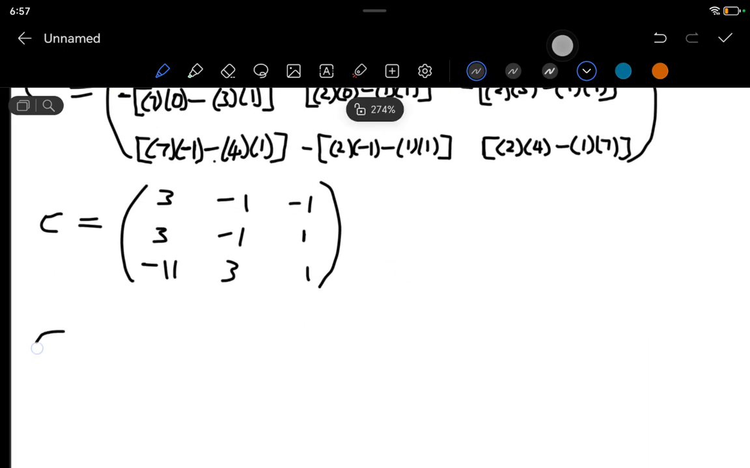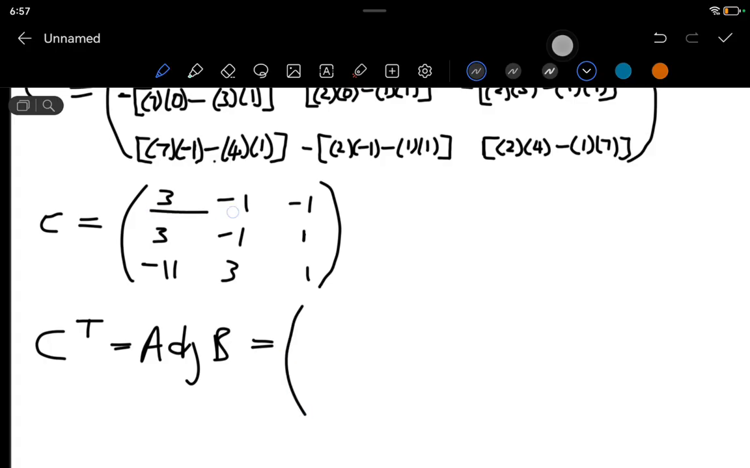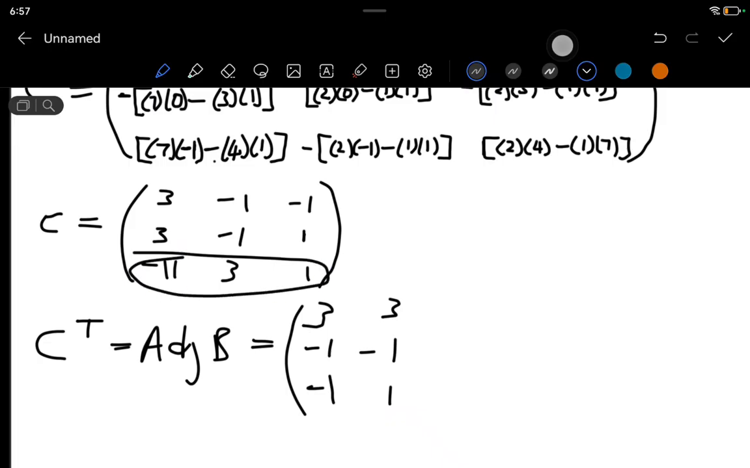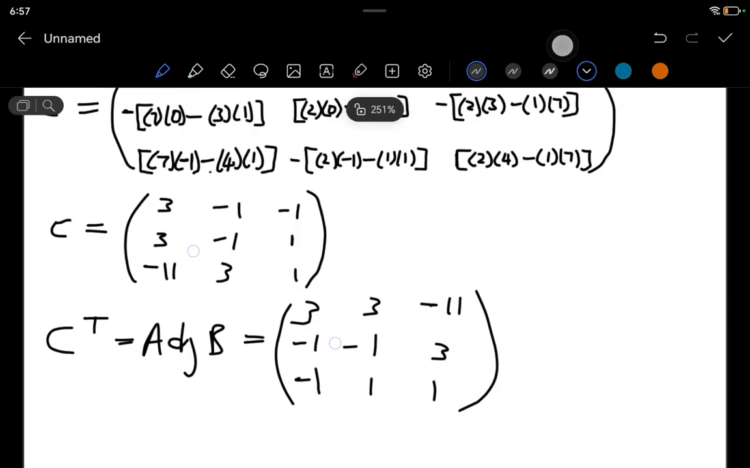And then we transpose it. When I transpose, this will just be the adjoint of B. When I transpose, I take this row, make it a column. Alright, it means that this will be 3, minus 1, minus 1. Take this row, make it the second column: 3, minus 1, 1. Take this row, make it the third column: minus 11, 3, 1. Then this will be the adjoint.